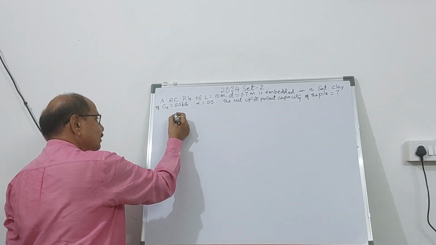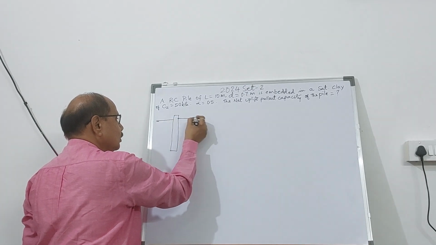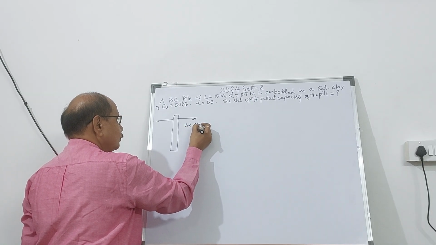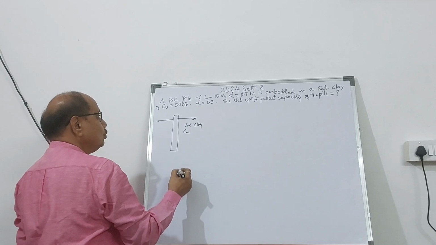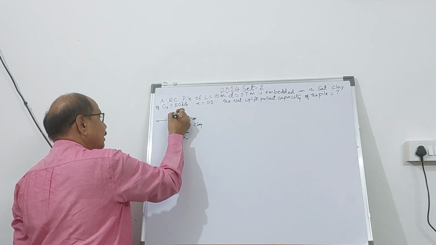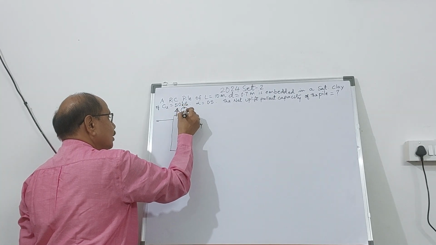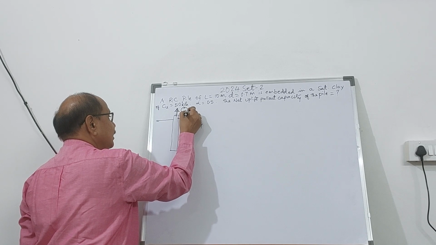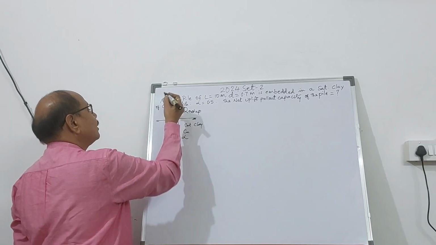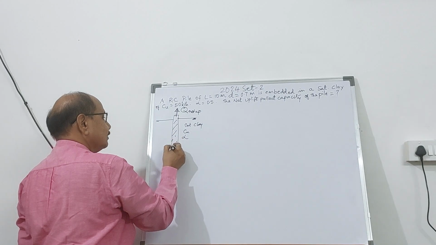So this pile, it's a simple problem, is embedded into saturated clay where Cu is known to you, alpha is known to you. So you need to find out the capacity, net uplift capacity, Q net uplift. So when you are going to pull it, it acts as an anchor.